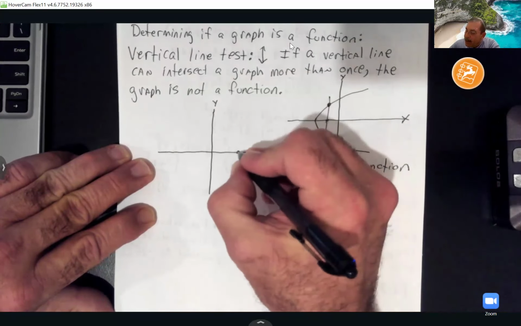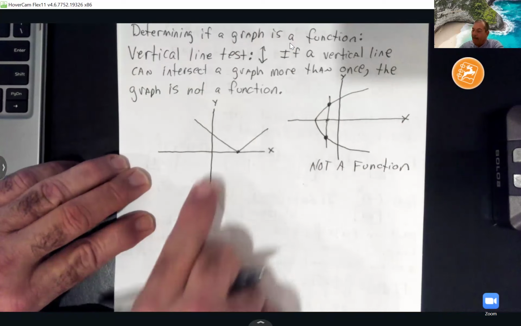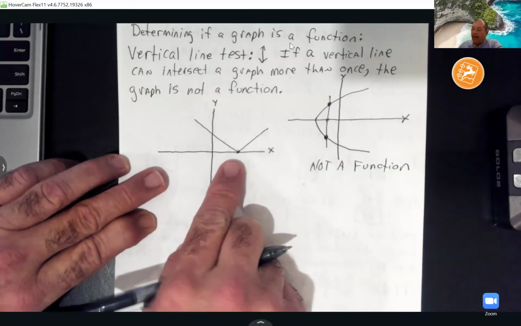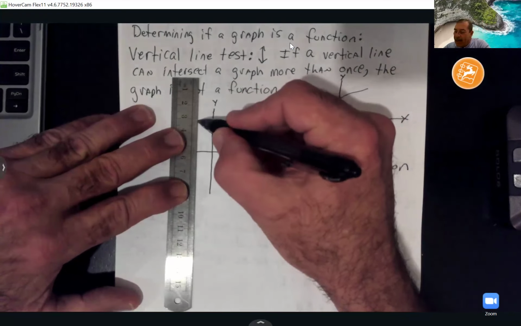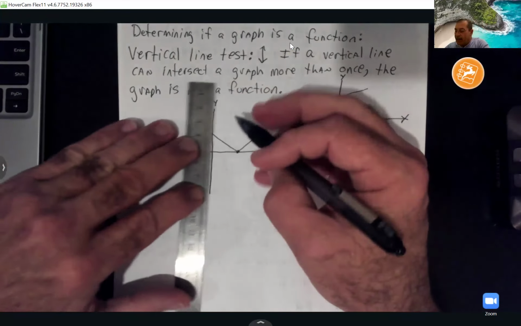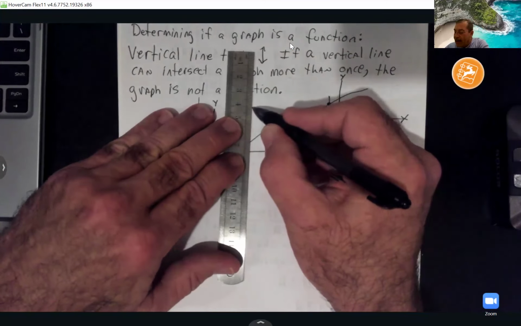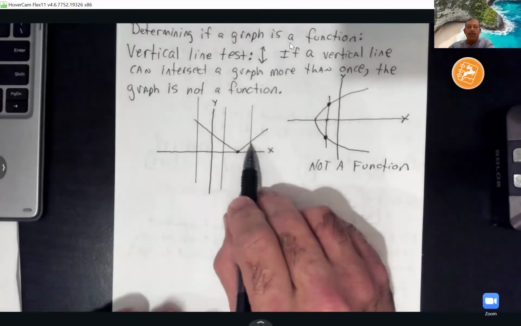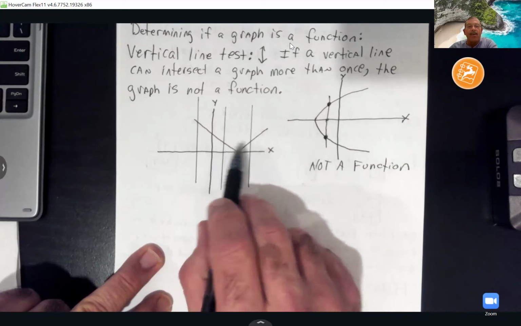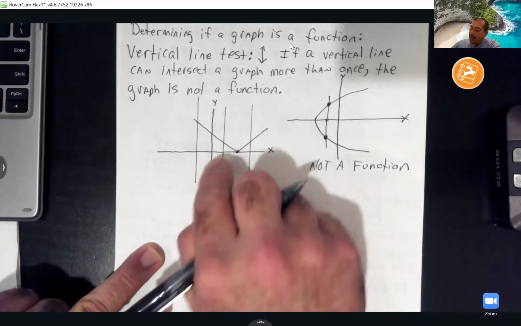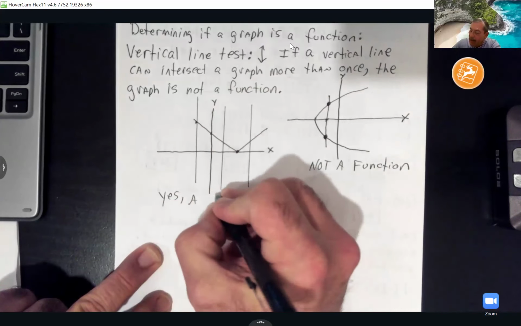Now, what if I had something like those absolute values we were doing the other day? Is this one a function? Well, guess what? No matter where I draw, I could draw a vertical line here. It only intersects once. I can draw a vertical line here. It only intersects once. I can draw a vertical line here. It only intersects it once. No matter where I draw these vertical lines, it only intersects my graph in one place. Okay. So since these vertical lines only intersect the graph once, this is yes, a function.